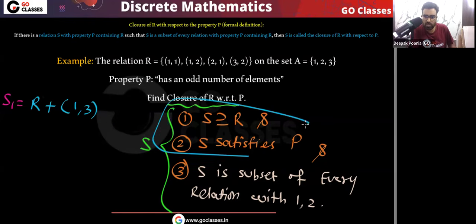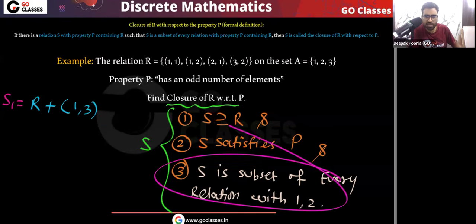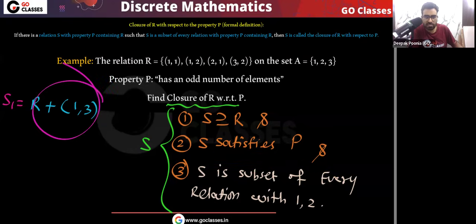You can see this 1 comma 2, these are satisfied because you can see this S1 contains R. Also, this S1 satisfies the property having odd number of elements. So far this S1 has 1 comma 2. But does this S1 have this 3 also?